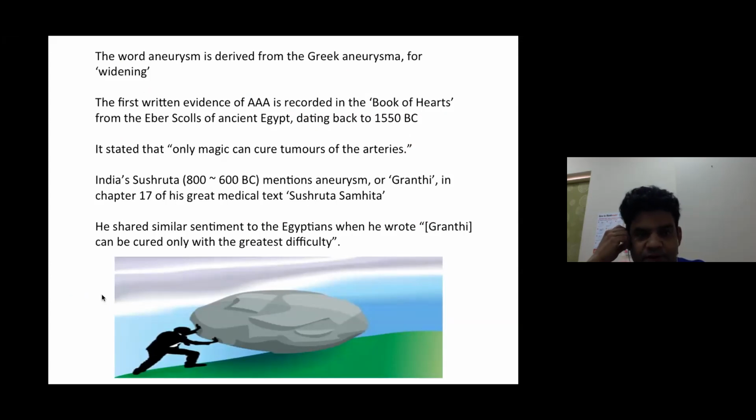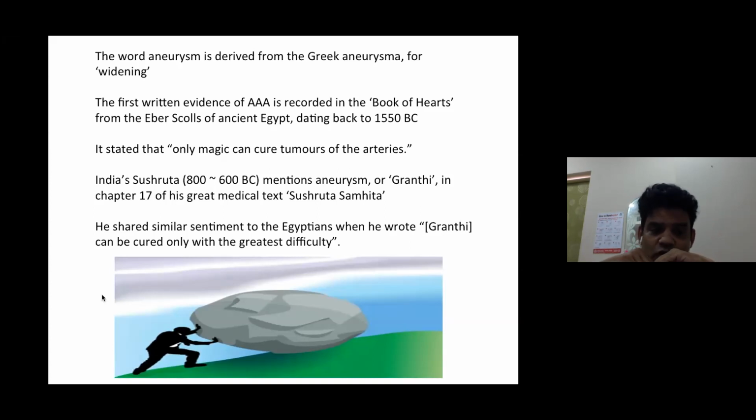The first written evidence of AAA is recorded in the Book of Hearts from the Ebers scrolls of ancient Egypt, dating back to 1550 BC. So it's quite an old disease and we have known it for a pretty long time. This text stated that only magic can cure tumors of the artery.